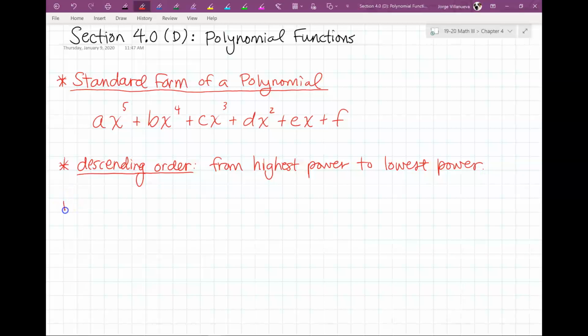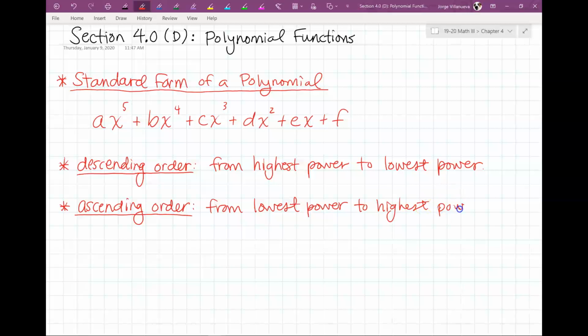Okay, and then there's ascending order, which usually isn't used, but it's a possibility. It is from lowest to highest. So from lowest power to highest power. And if there's a power that's missing, so let's say it goes 5, 4, 2, and then that's it, that's fine, as long as it's from high to low, or low to high, depending on what they want you to do.